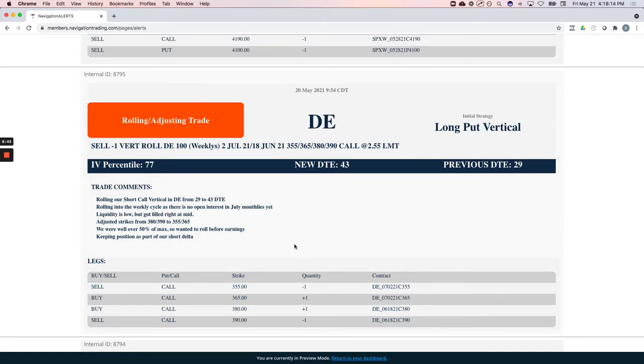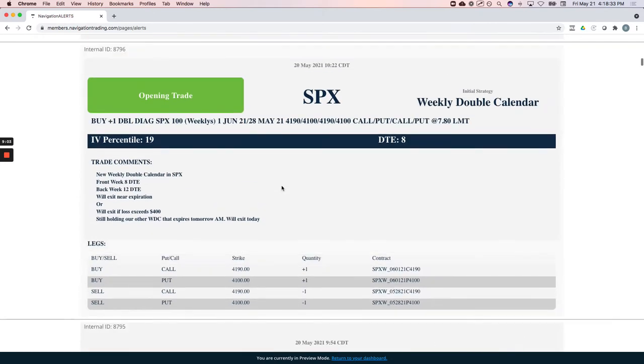Next trade, DE. With that downside, we were well over 50% max profit again. So we just rolled that out right before earnings. And I just showed you that. So had two rolls in DE. So nice down movement in there, continuing to lock in those credits as we roll.